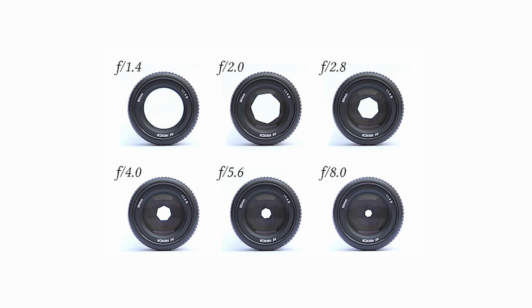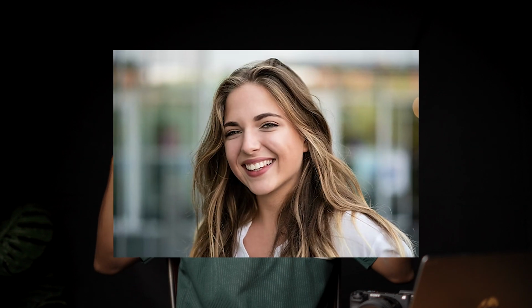If you have a lower f-stop, say f1, f2, f2.8, those lower numbers mean you're going to have a bigger hole for the aperture. And what that also means is that more light can hit your sensor. And what that also means is that you get a lot of background blur or bokeh, which people really do love when it comes to photography.